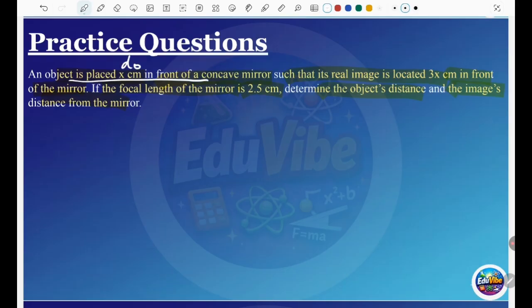There's not any value, there's an x centimeter. There's a concave mirror, which means f is greater than 0, which is positive. The real image is located 3 centimeters. So this is DI. That 3 centimeters is your DI. And the focal length you have been given is 2.5, positive.